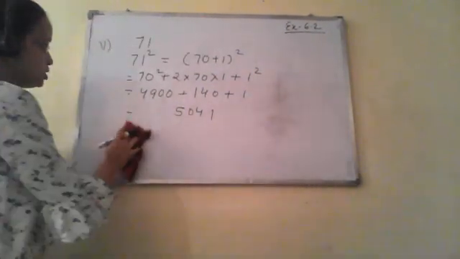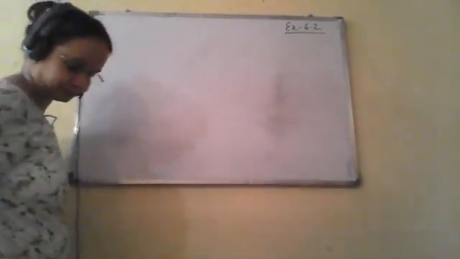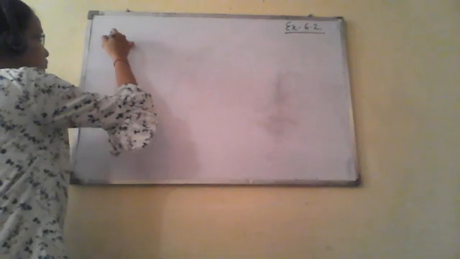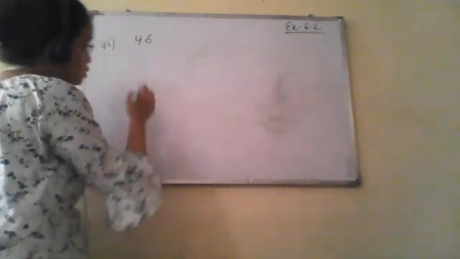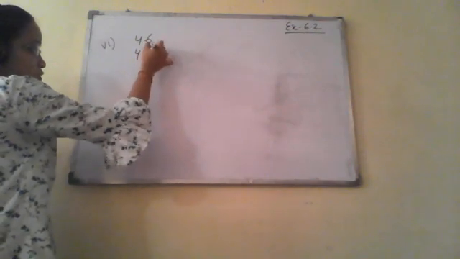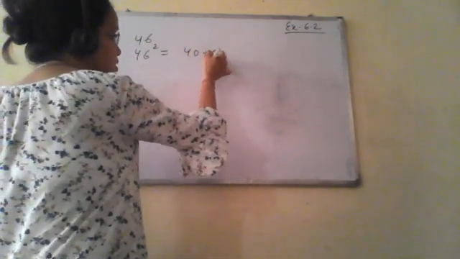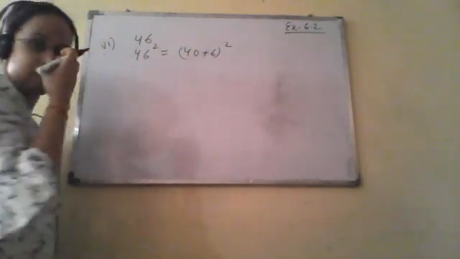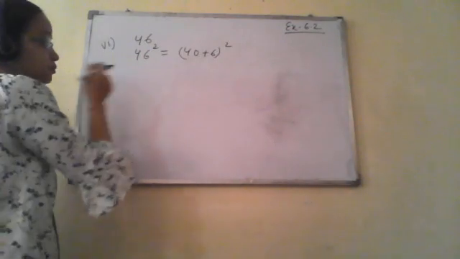Now the last part of this question, the sixth part. This is 46. So again we have to find the square of 46, and we can break it as 40 plus 6. So in place of A we have 40 and in place of B we have 6. Clear?